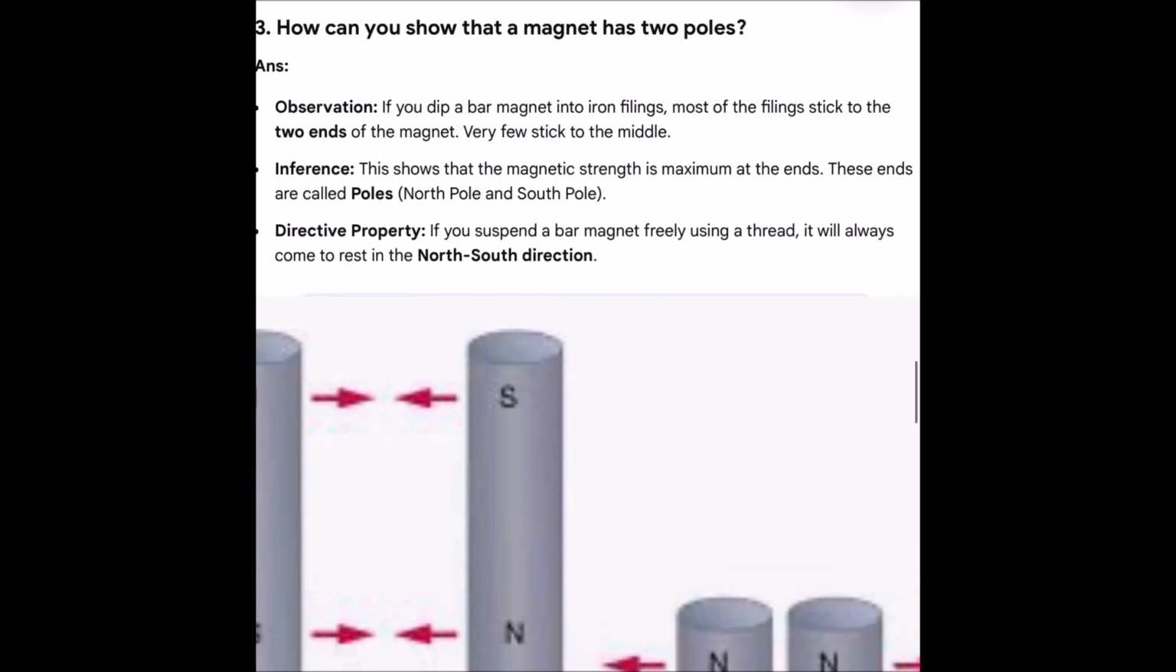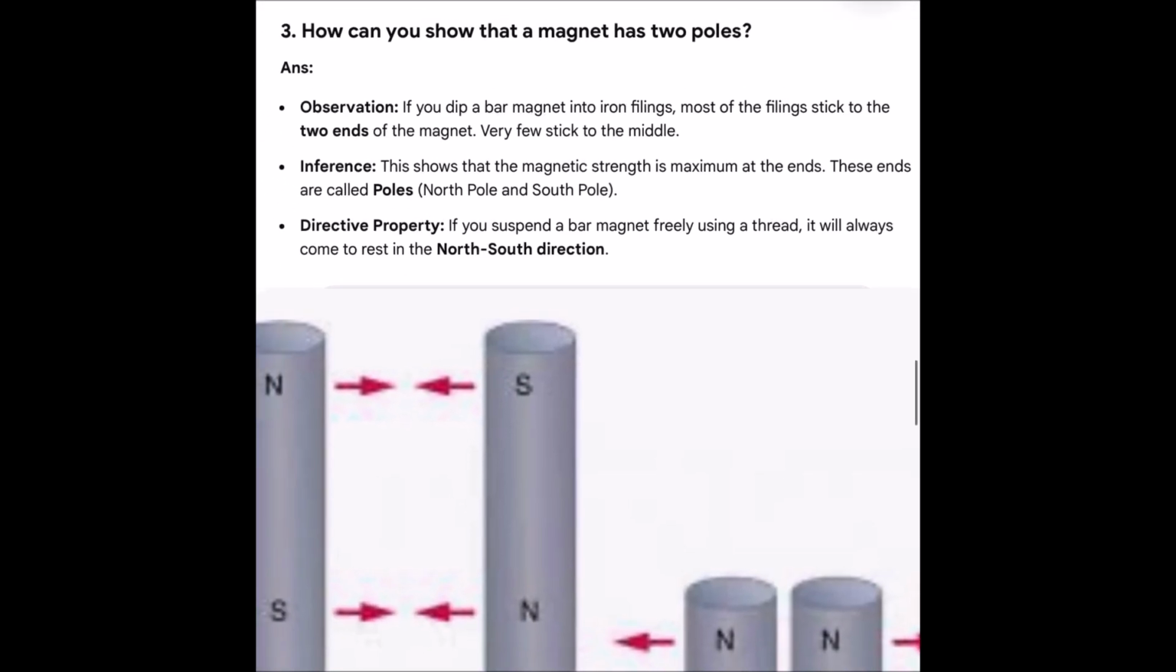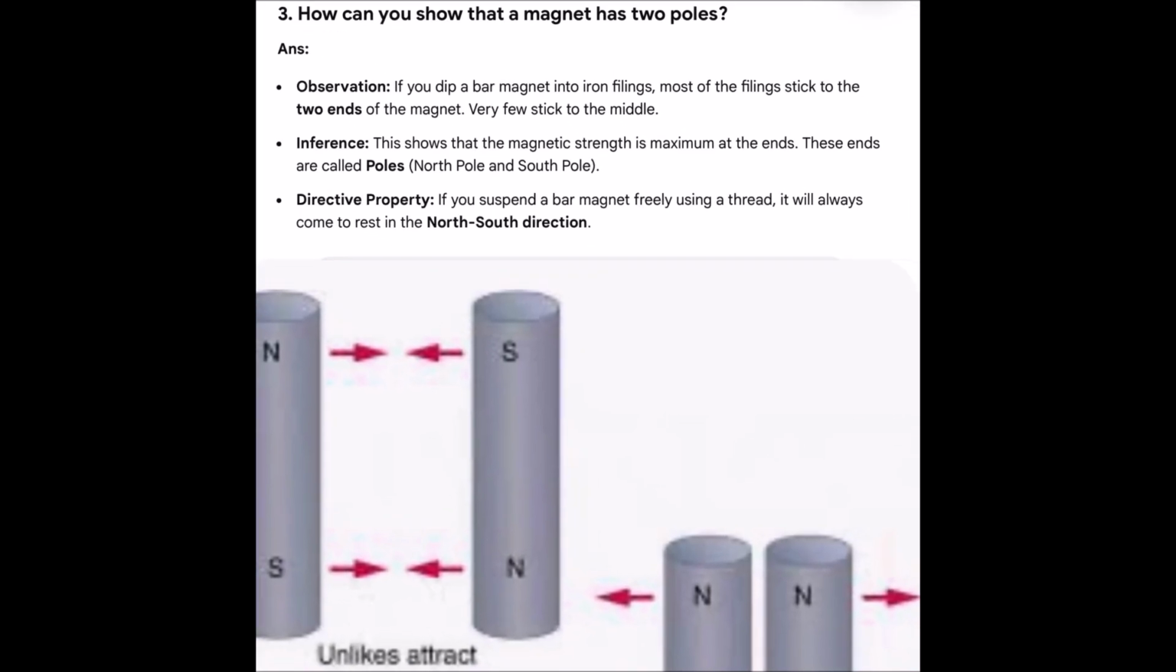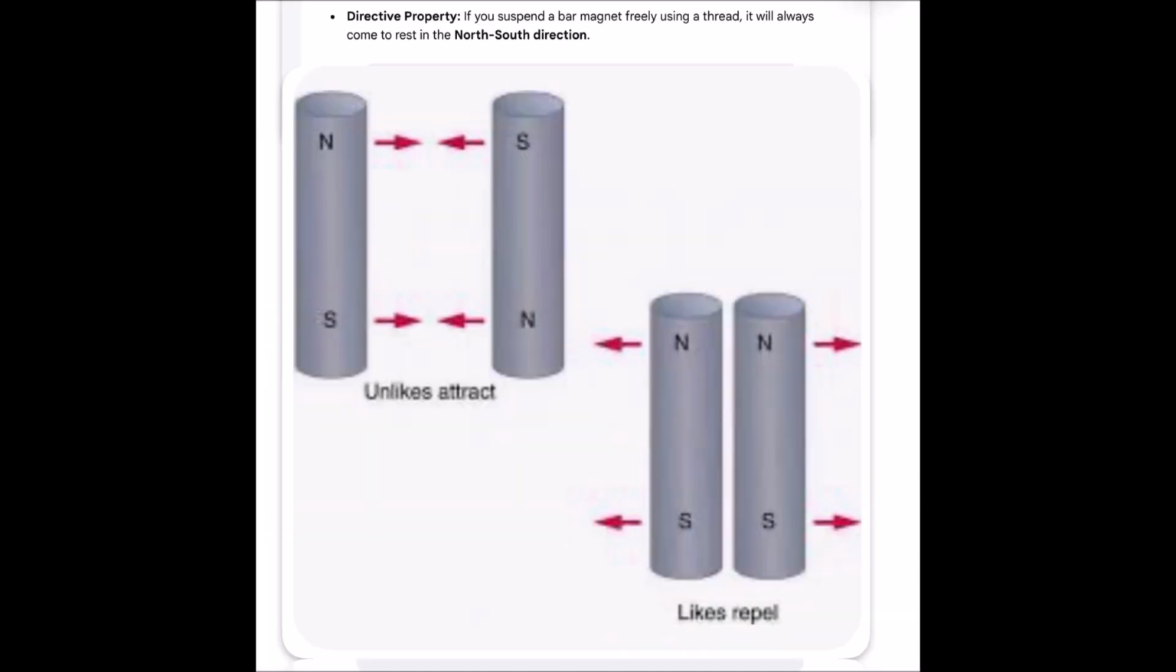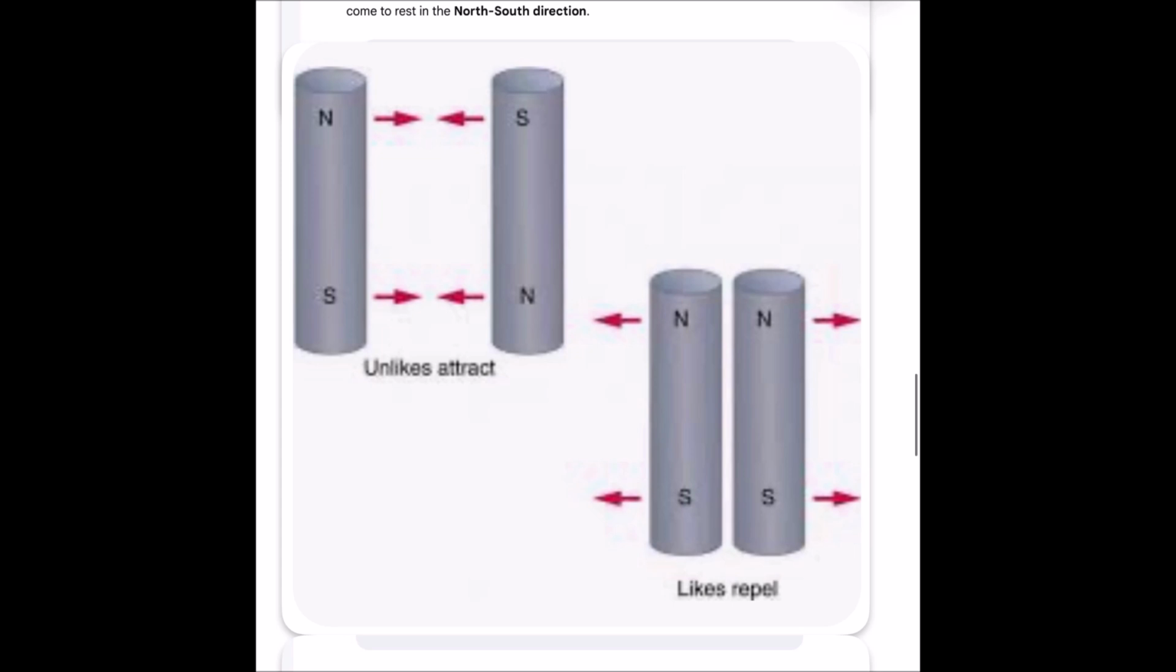Now, directive property. If you suspend a bar magnet freely using a thread, it will come to rest in the north-south direction. It will always come to rest in north-south direction. And when you have two magnets, two opposite poles of different magnets attract each other and two like poles repel each other. Here you can make a diagram of the magnet like so and show it in the picture like this. This completes your question number 3.